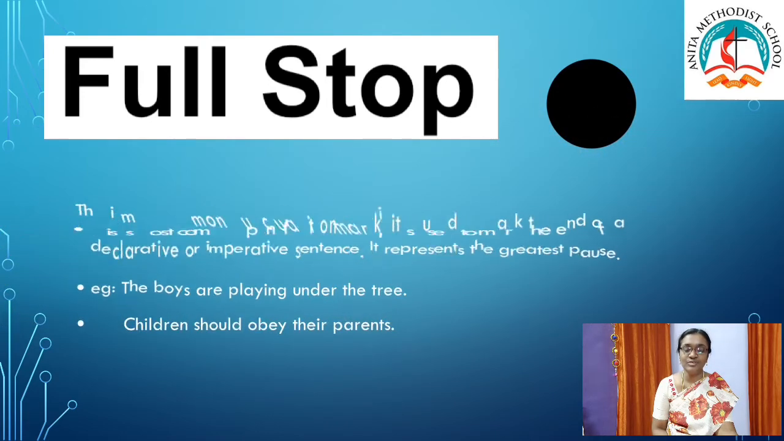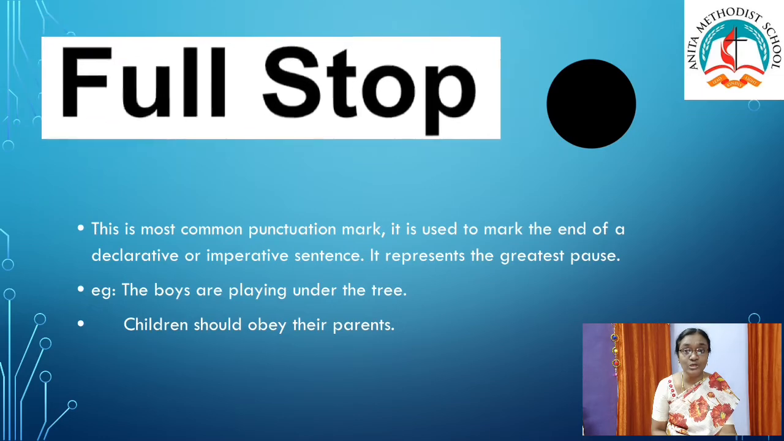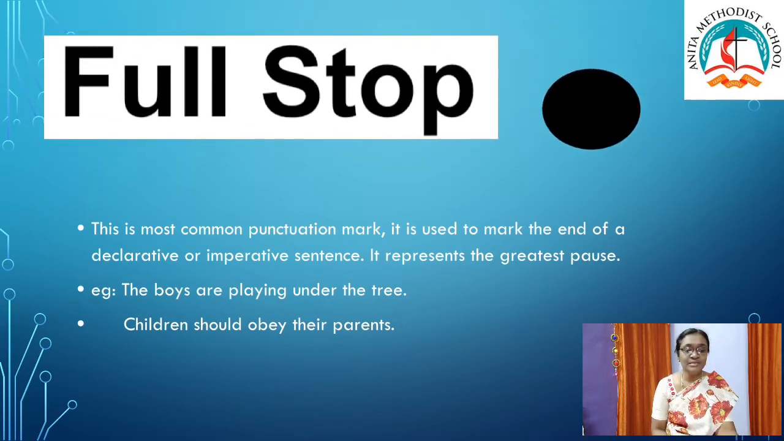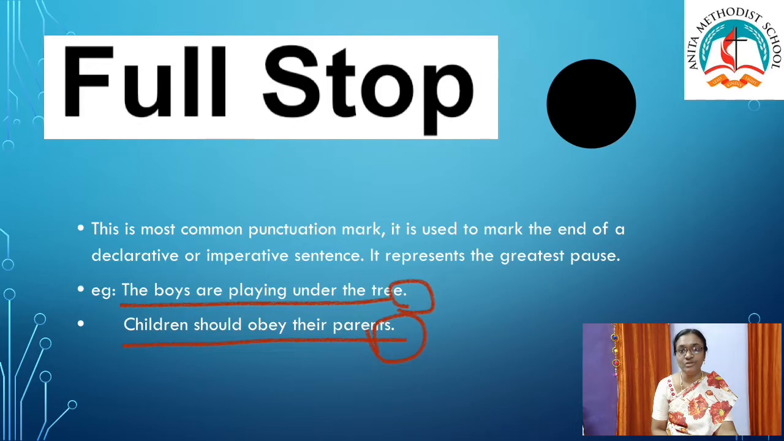First one is full stop. This is the most common punctuation mark. It is used to mark the end of a declarative or imperative sentence. It represents the greatest pause. For example, the boys are playing under the tree. Full stop. Next one. Children should obey their parents. Full stop. When the sentence gets over, you have to keep the full stop.